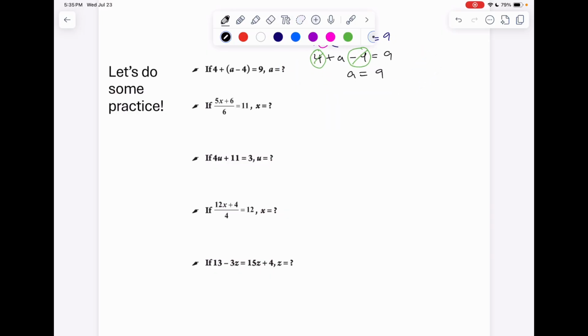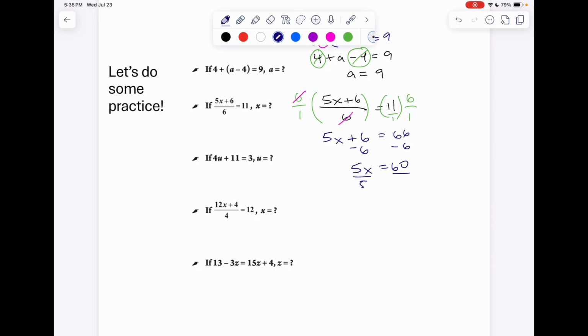For our second one, we have if (5x plus 6) over 6 equals 11, we want to solve for x. We'll get rid of the 6 in the denominator by multiplying both sides by 6 over 1. If I put the 11 over 1, I'll see what's going to happen on that side. On the left-hand side, the 6's are going to cancel out, and I'll be left with 5x plus 6 equals 11 times 6, or 66. We can subtract 6 from both sides. We'll get 5x equals 60. If we divide both sides by 5, we get that x equals 12.